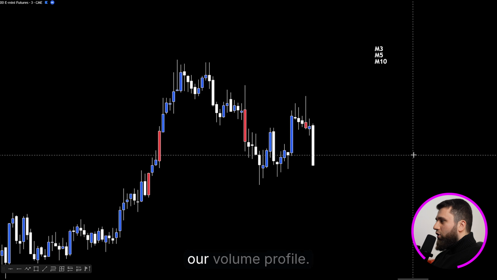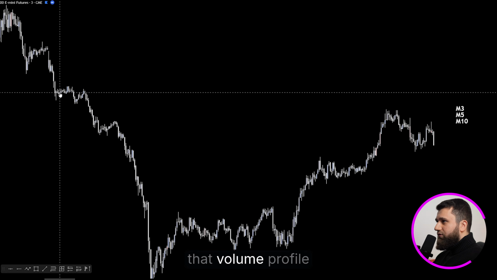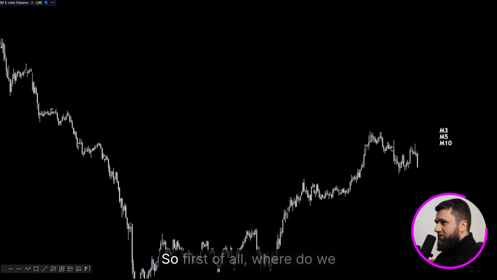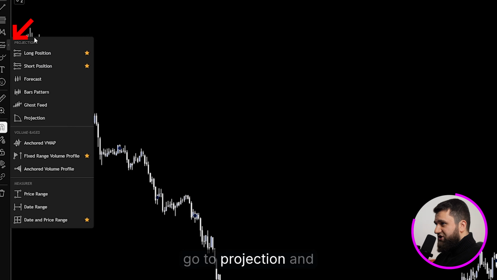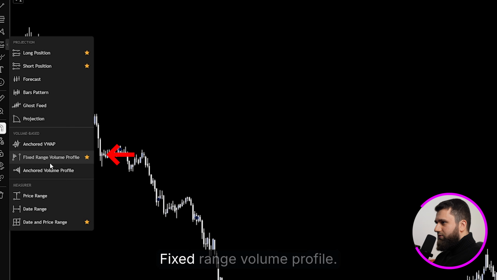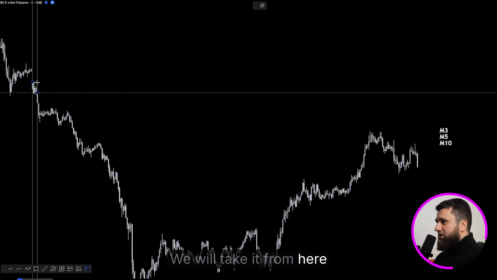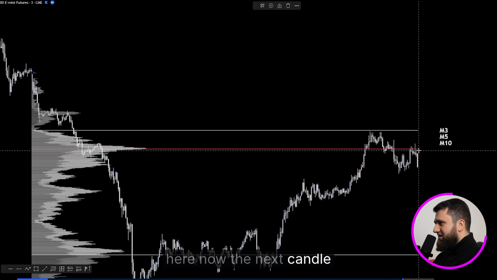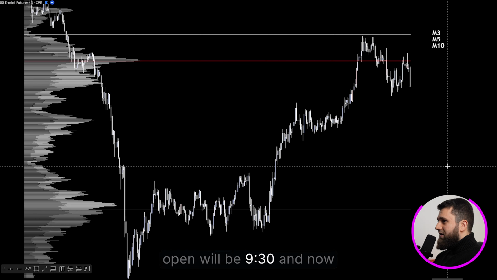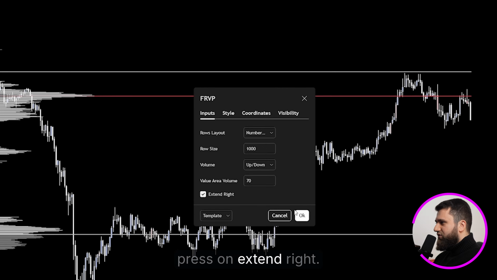And now we will draw our volume profile, and what's important is, guys, that you draw that volume profile from the market open. So first of all, where do we find that volume profile? First of all, you're gonna go to projection and then go right here, fixed range volume profile. This is a free tool from TradingView. You don't need to pay anything for that. So we'll take it from here and then drag it all the way right here. And right here now, the next candle open will be 9:30. And now, most important thing is we will click on it and then press on extend right.